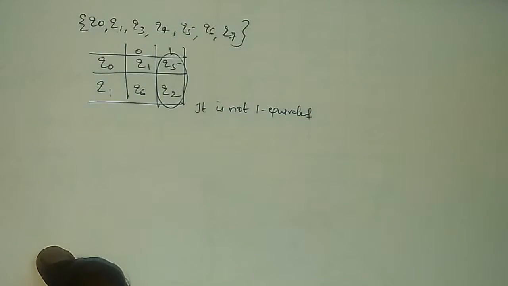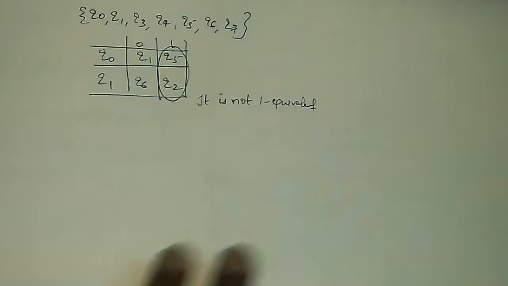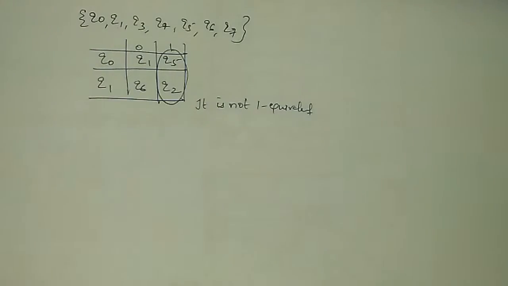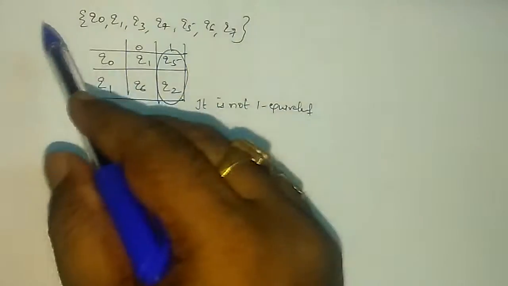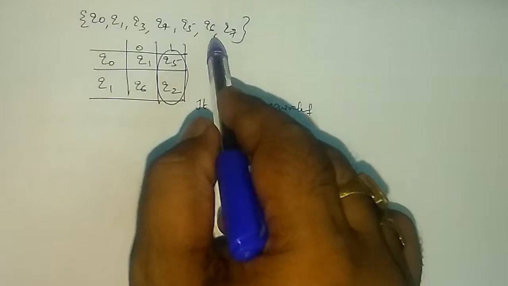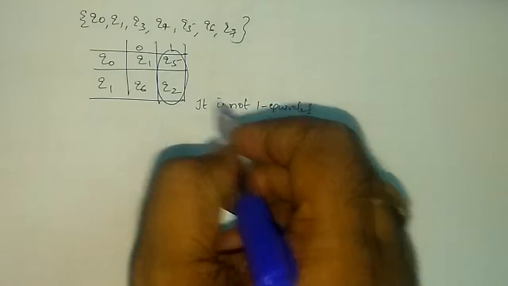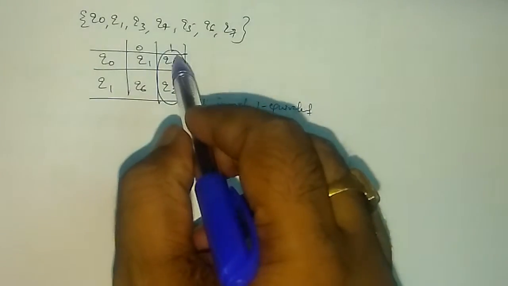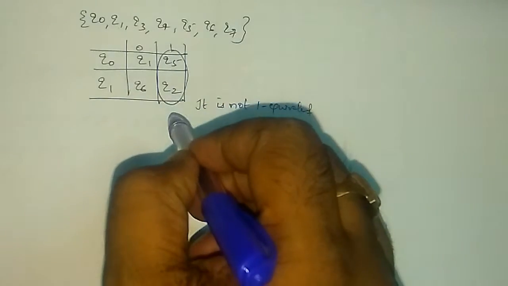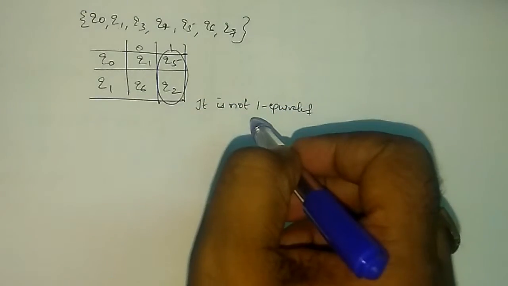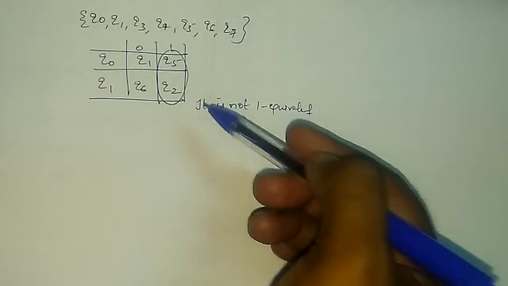Understood? What we need to check here is the vertical. If both belong to the same set, the above given set, then it is one equivalent. If any one of them belongs to another set, then it is not one equivalent. Now we have compared Q0 with Q1.